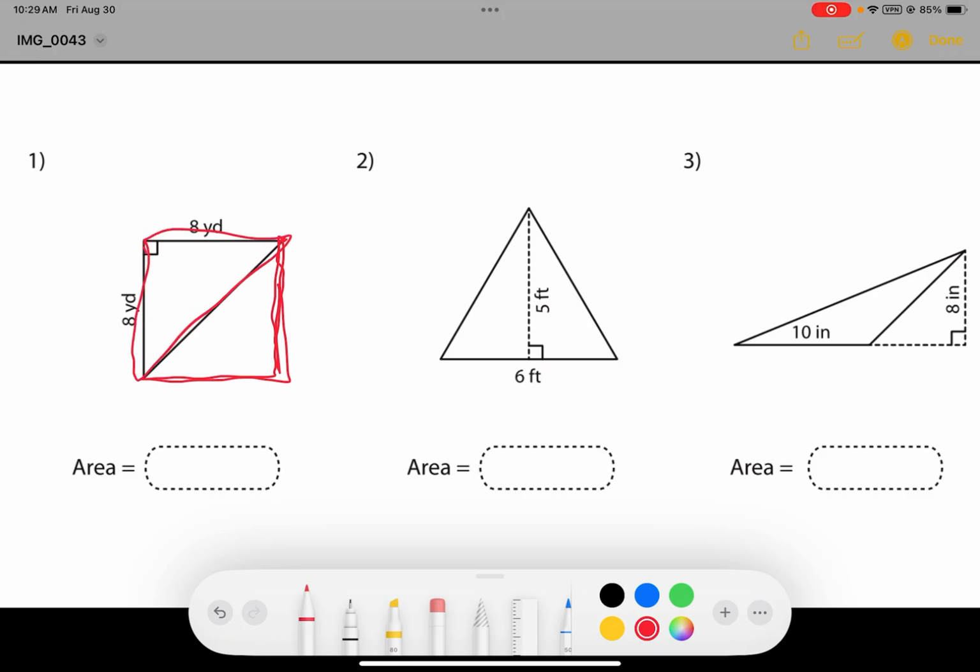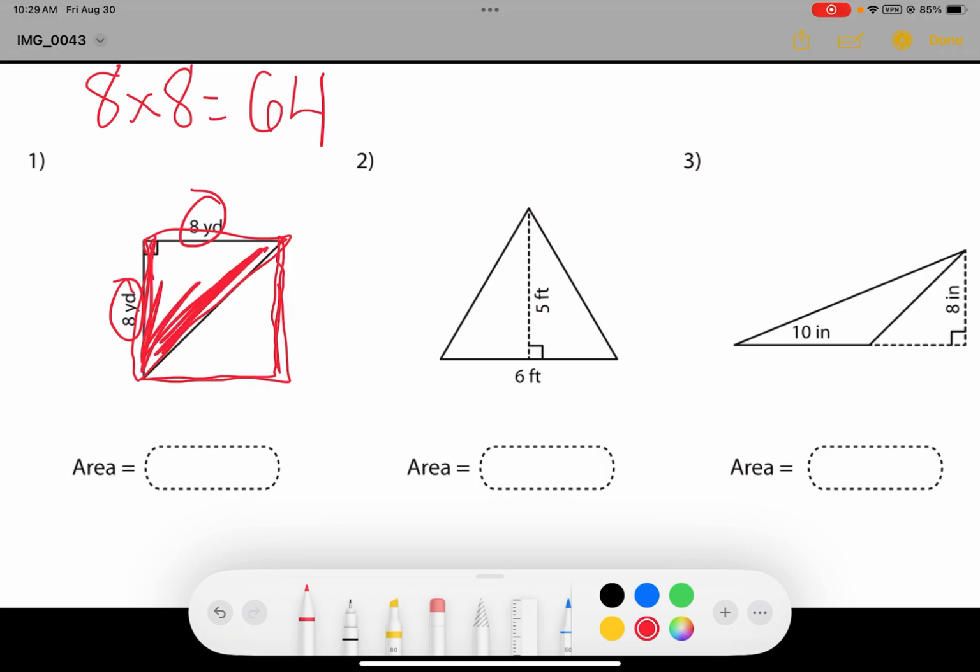So to find the area of the square, I would multiply 8 times 8. So 8 times 8 equals 64. But that would be if it's the whole square, and I'm just trying to find half of that area. I'm just trying to find the area of one of the triangles. So what I'm going to do is divide that by 2, or split it in half. So I know half of 4 is 2, half of 6 is 3. So the area of this one triangle would be 32 yards squared.